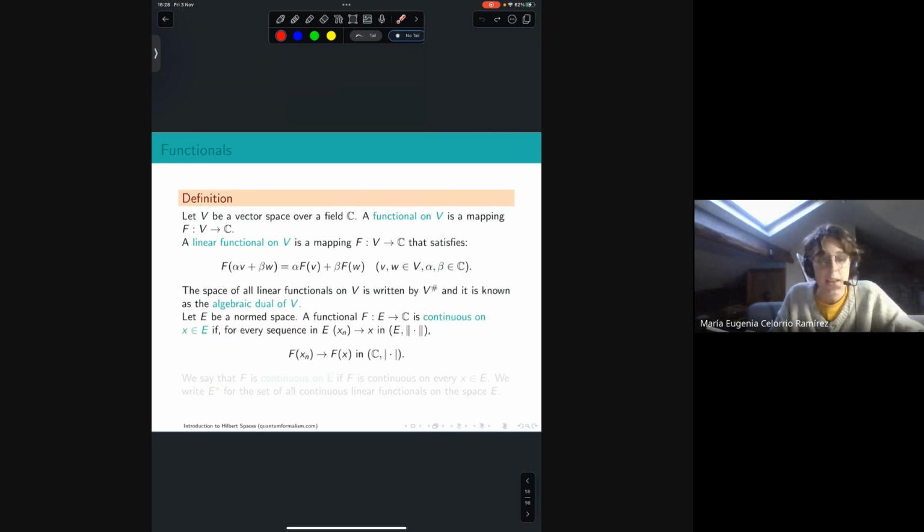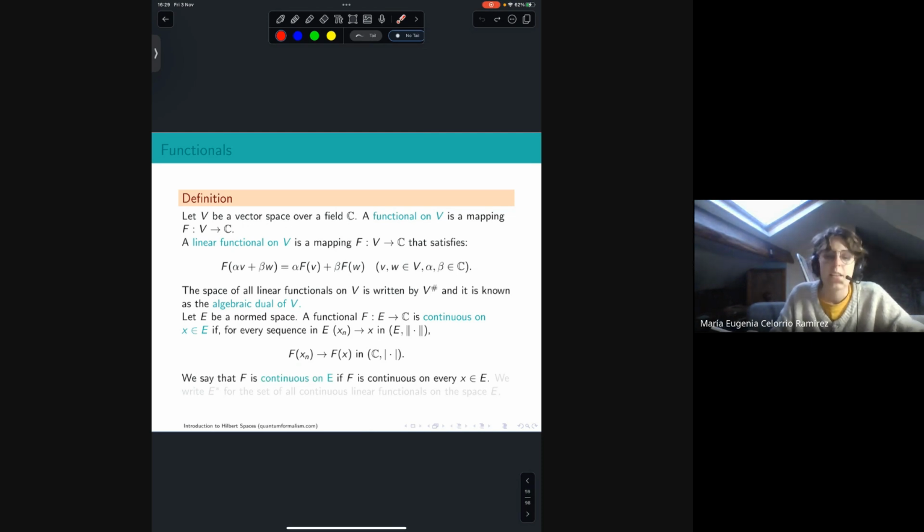When we have a normed space, though, we can ask for more things. In a normed space, we have convergence of sequences, so we can define what it is for a functional to be continuous on an element of E. A functional is continuous whenever for any sequence that converges to x, the image of the sequence converges to the image of x. I'm writing this just so we are clear on what convergence means. The elements are in E, so we are using convergence in the norm. The image is in C, so we are using convergence in the complex numbers.